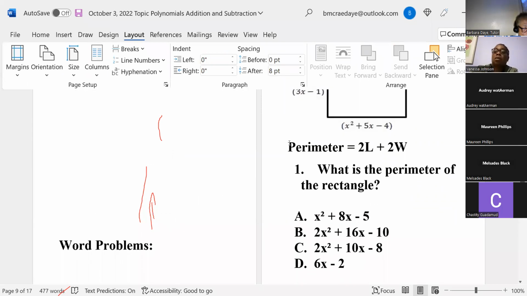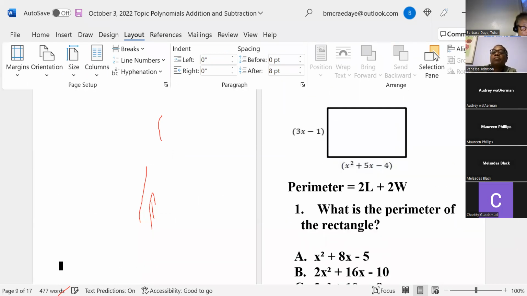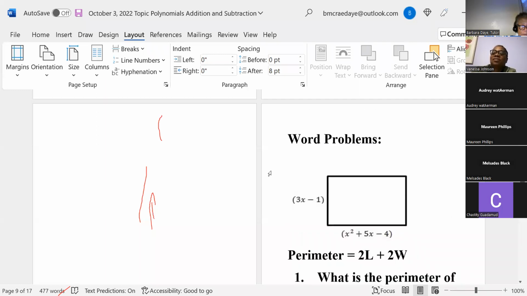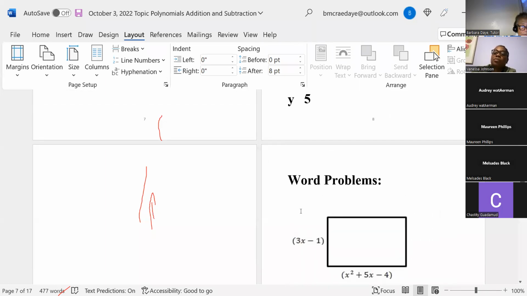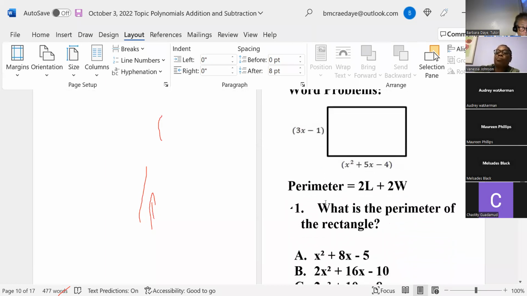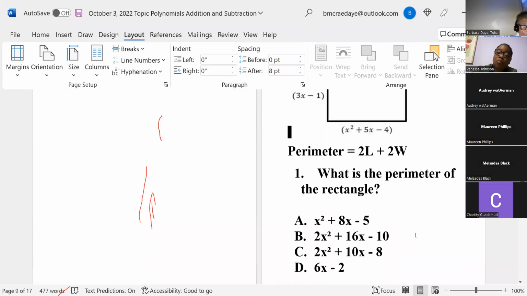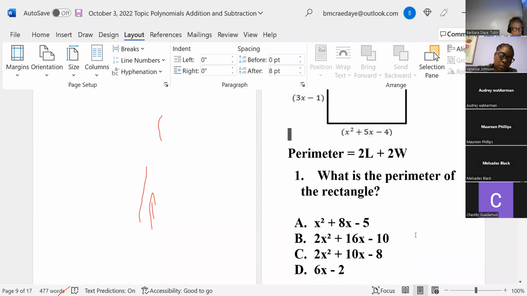Okay, word problems. Here we go. There's the rectangle. I want you to see all the choices. A, B, C, D. Solve it. Tell me what you get. Multiply, then add.